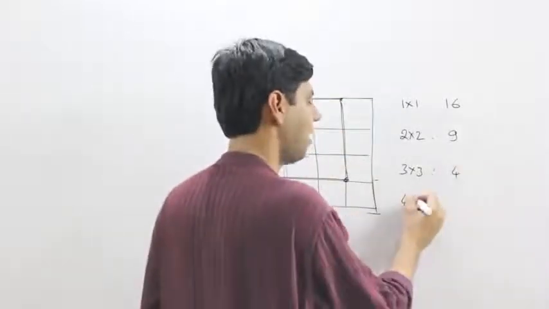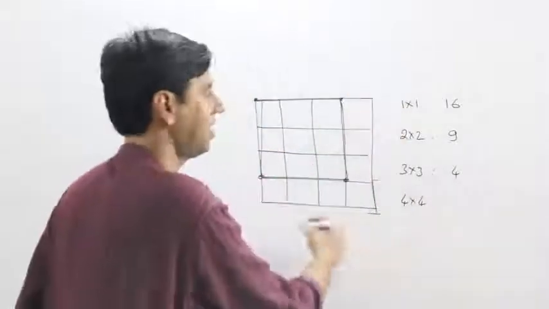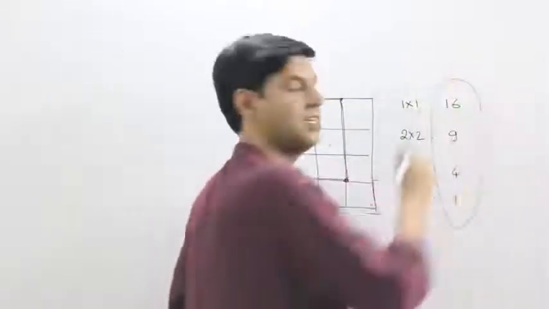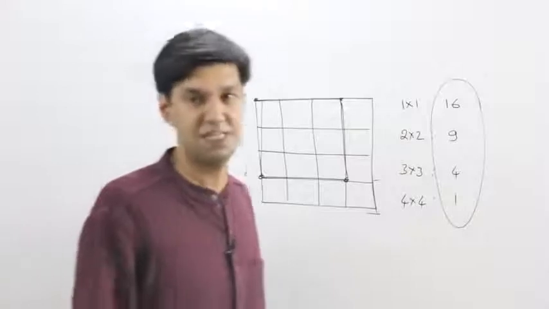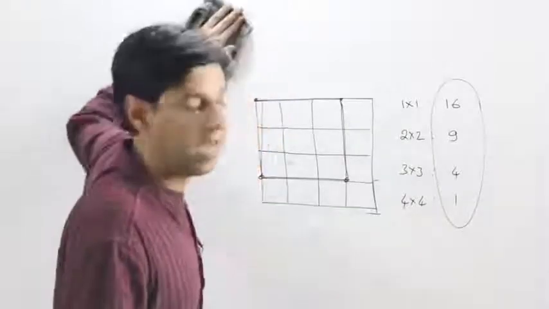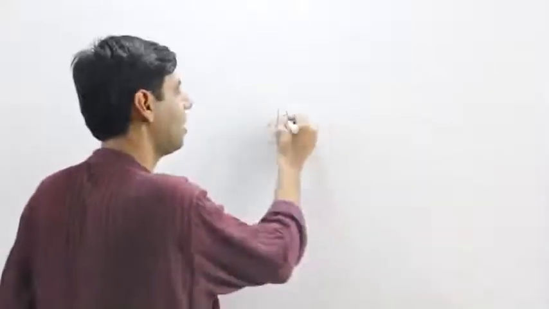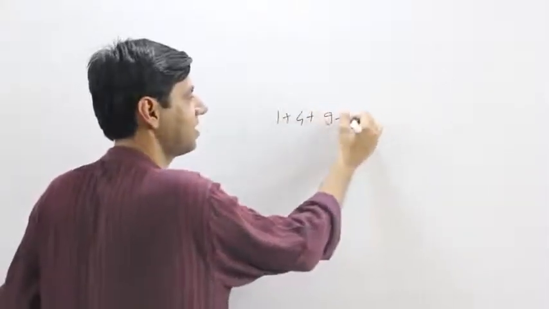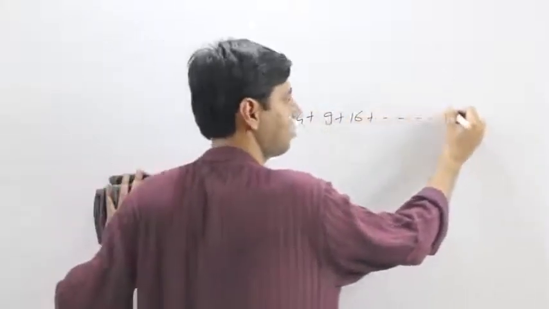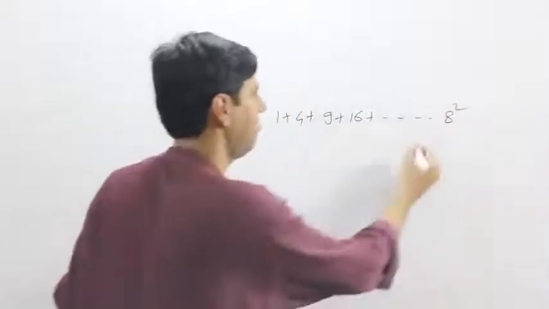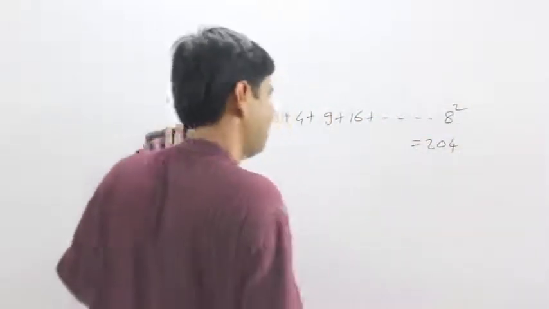And how about a square of the size 4 by 4? There's nothing but the entire grid, 1. What do these suggest? 1, 4, 9, 16 should suggest that they are perfect squares. So the number of squares in a chessboard is going to be nothing but 1 plus 4 plus 9 plus 16 and so on till 8 square, the sum of squares till 8 square, which is going to be 204.